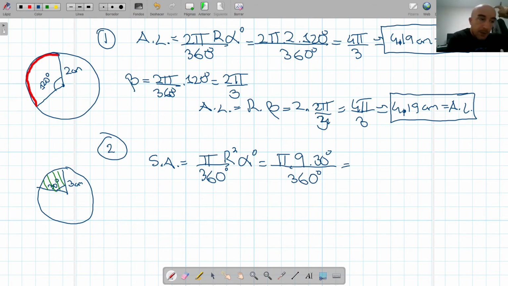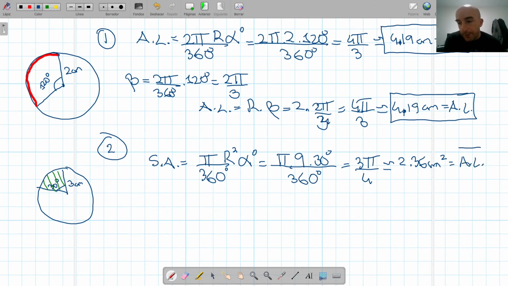And if you do that, that gives you 3 pi divided by 4, which is more or less 2.36 centimeters squared, as we're given the length in centimeters. Okay, so that would be the sector area. Again, not very complicated, but the formula is a bit complicated to remember.